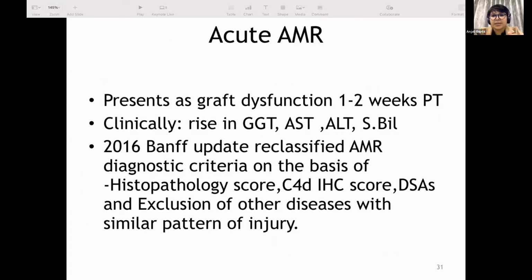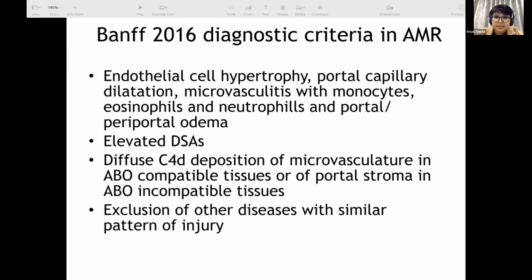Acute AMR. Now, acute AMR presents as a graft dysfunction 1 to 2 weeks post liver transplant. Clinically, there's a rise in GGT, transaminases, and the serum bilirubin. And in 2016, there was a reclassification by the Banff committee, where AMR diagnostic criteria were based on histopathologic score, C4d immunohistochemistry scores, DSAs, and exclusion of other diseases with a similar pattern of injury in the liver. The next slide.